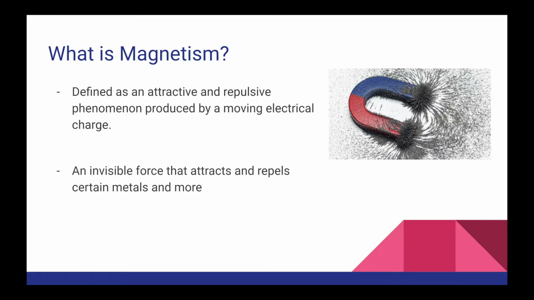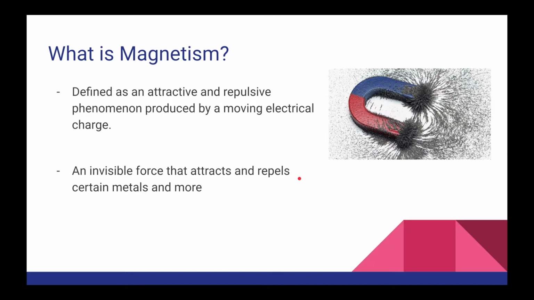So what is magnetism? It is defined as the attractive and repulsive phenomenon produced by a moving electrical charge. An invisible force attracts and repels certain metals and more. One thing I want to explain here immediately: this is a definition that you will find inside a dictionary or an article. This is the simplest definition you can remember. This is something you want to remember, alright?